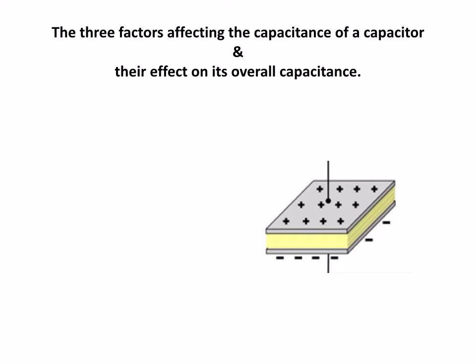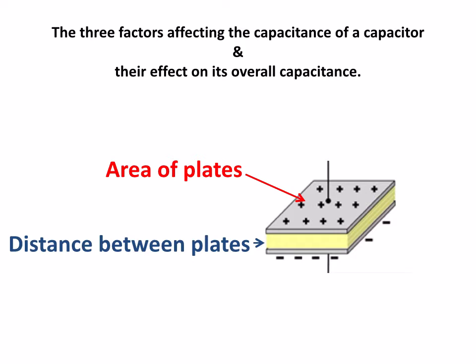There are three factors affecting the capacitance. The first one is the area of the plates, the distance between the plates, and the dielectric that's used. If we increase the area, we'll increase the capacitance. If we increase the distance between the plates, we actually decrease the capacitance. If we put a different dielectric in there, a vacuum is the worst dielectric. If we increase that by replacing it with air, paper, mica, we can increase the value of the dielectric and increase the value of the capacitor.